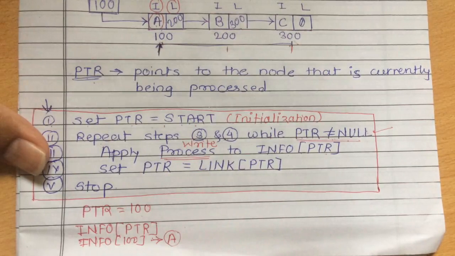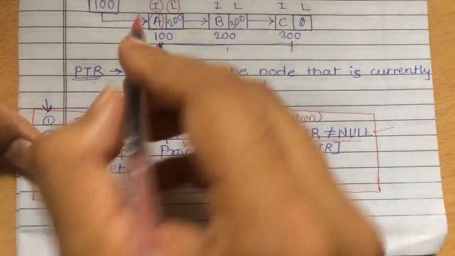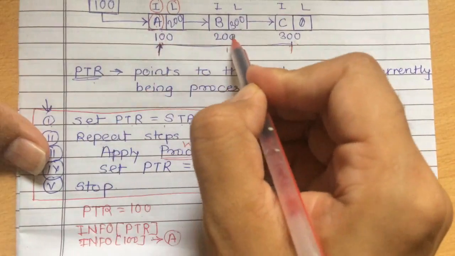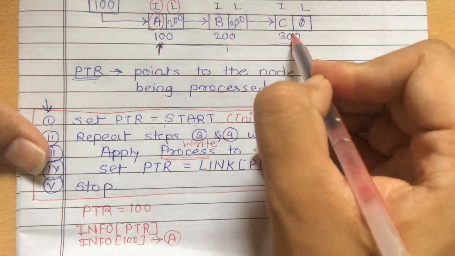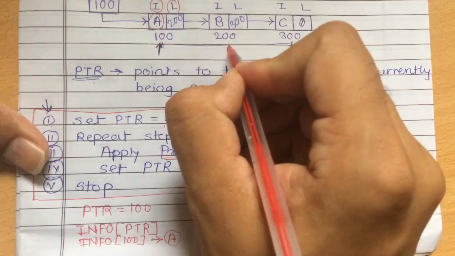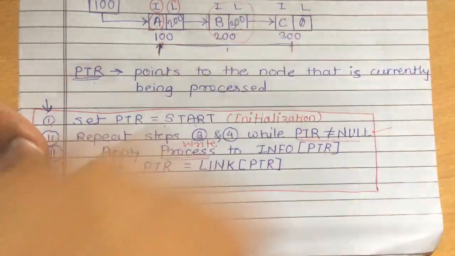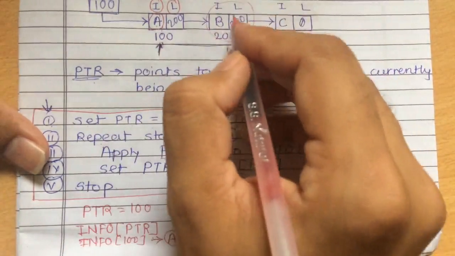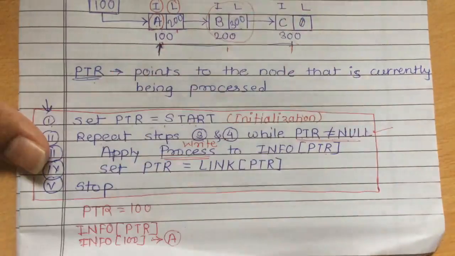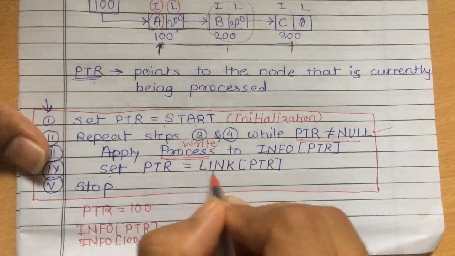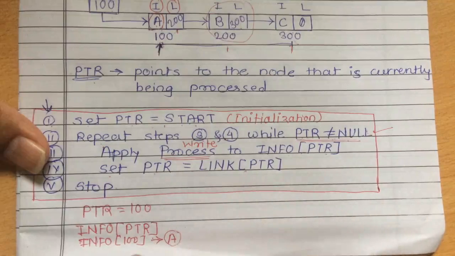Okay, so after applying the process on this info, what next do we have to do? After a, we have to move towards the next node, then towards the third node. So where will we get the address of this next node? We have stored the address of this next node in the link part of this. So that's why we set ptr is equals to link of ptr.